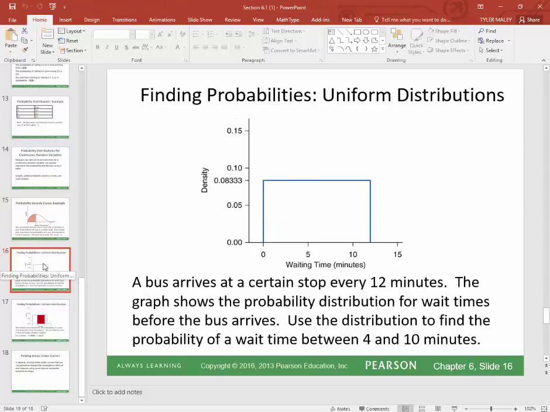So if we look back here on the next slide, I have a scenario where a bus is arriving at a certain stop every 12 minutes. It just so happens that this is going to be a uniform distribution. The reason why that's important is that uniform means it's flat, the whole time. If you remember back from 6.1, the reason why this was useful was because we can calculate the area of a rectangle pretty easily, right?